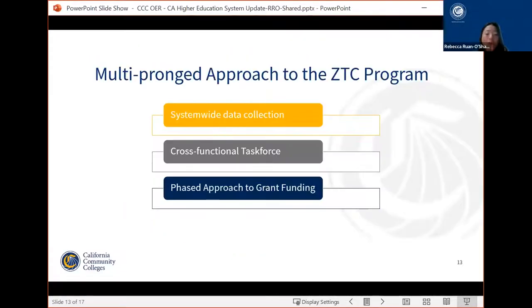Next slide, please. And with that, we are taking a multi-pronged approach to this ZTC strategy. That includes a data infrastructure buildout, which speaks to the lessons learned from last time around. And then we also want to focus on strategic task force design. So we are launching a cross-functional task force to further inform our ZTC and OER strategies. And the last piece is, when we look at our grant funding, how do we intentionally take a careful, well-informed approach to the funding and to intentional program implementation? That's why we are approaching it with a phased funding allocation model. Next slide, please.